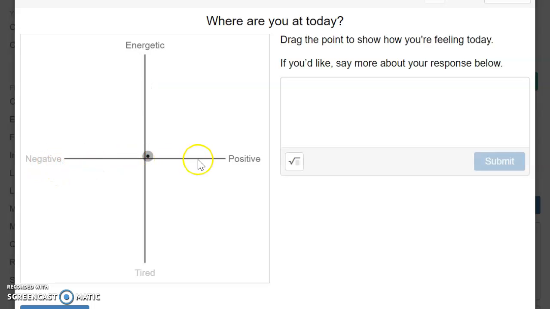And then it can also go right to left depending on whether you're feeling positive or whether you're feeling negative today. So for example, I'm feeling a little bit tired today, but I still have a lot of energy, and I'm feeling pretty optimistic. So I might put myself over here today. Or if I'm feeling really tired and really down because maybe I didn't get my breakfast, maybe I'm going to be down here. And you can certainly tell me more about your response below here.